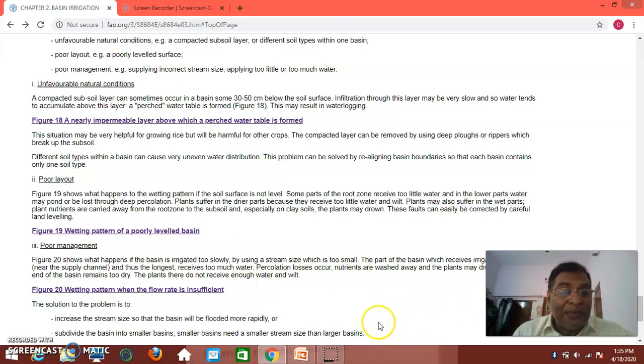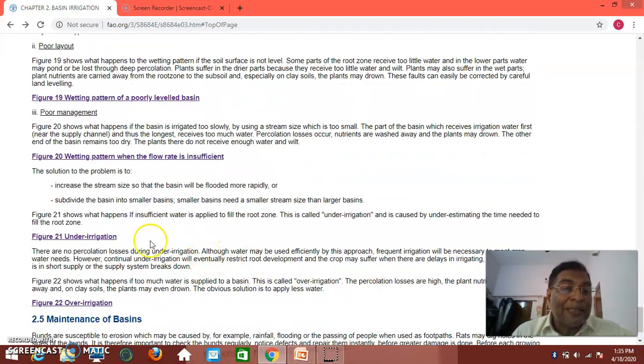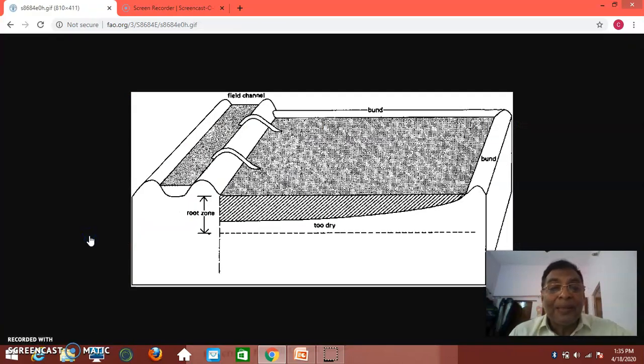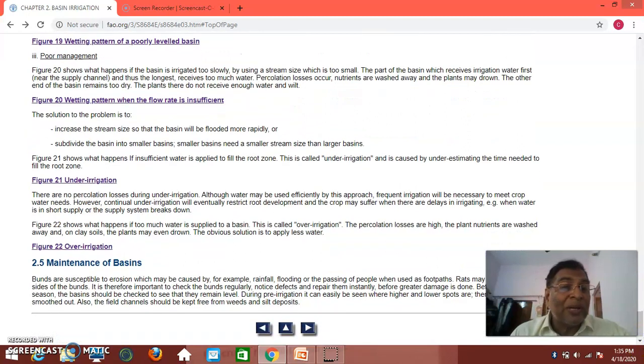So, wetting pattern when the flow rate is insufficient, then we will have under irrigation. You can see here, under irrigation. Under irrigation as such is not bad, but you have to irrigate quite often, because the entire root zone is not wetted. This is the problem. That's why we have to increase the frequency of irrigation. In fact, some water can be conserved under irrigation also.